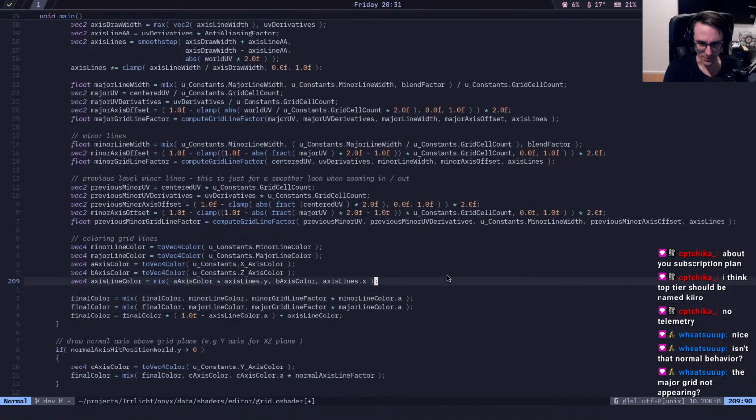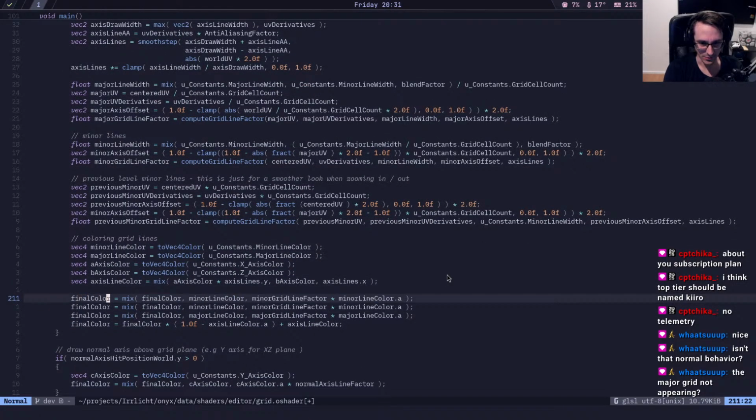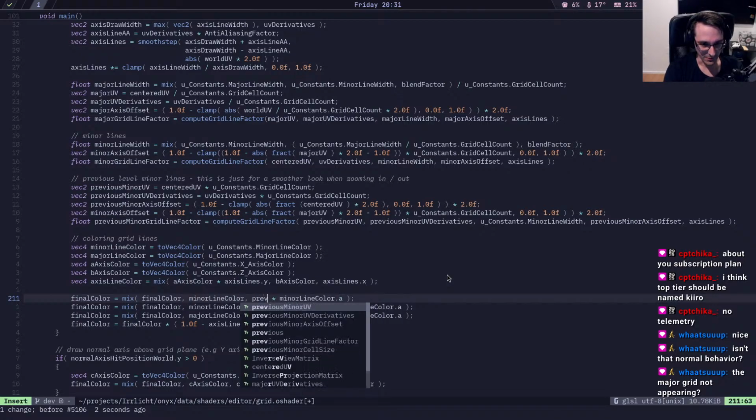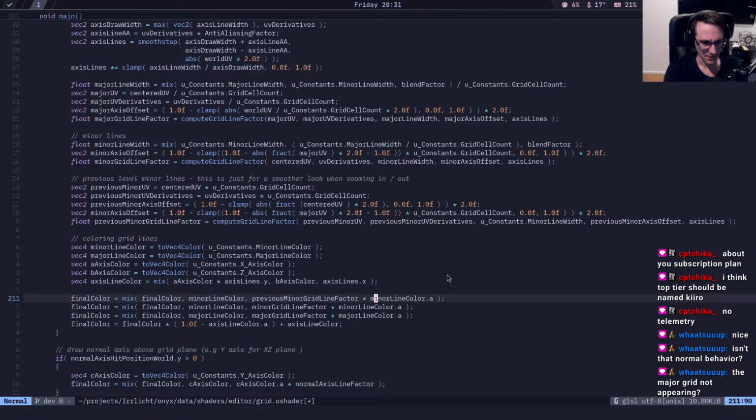And we need to fade that in here as well. So that, oh well, that is fine. Minor color line. That is previous minor grid line factor times that times the blend factor.